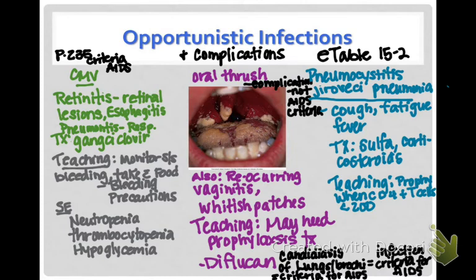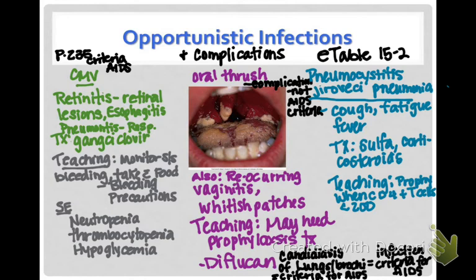So 235 shows you the actual criteria. CMV and pneumocystis pneumonia are both infections, and I just listed two of them. There are several there, but CMV, we talked about that. It's the cytomegalovirus, in the family of the herpes virus. It can cause retinitis or retinal lesions, esophagitis, pneumonitis, which is respiratory, and a lot of times they'll treat that with ganciclovir.